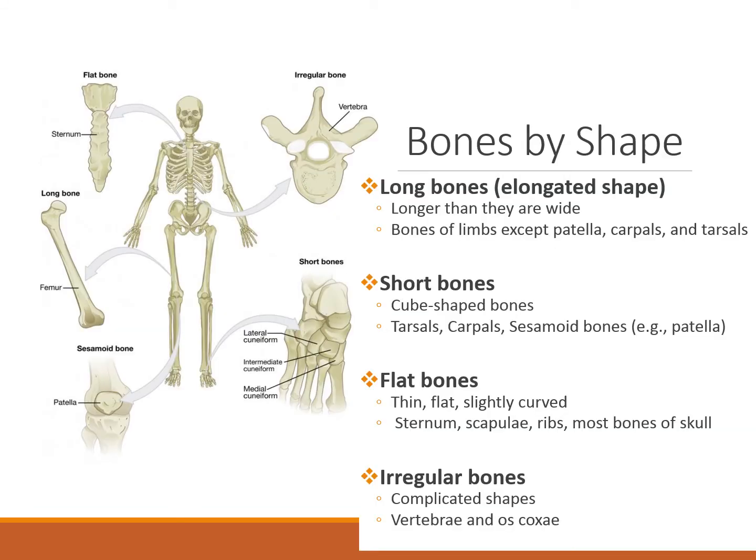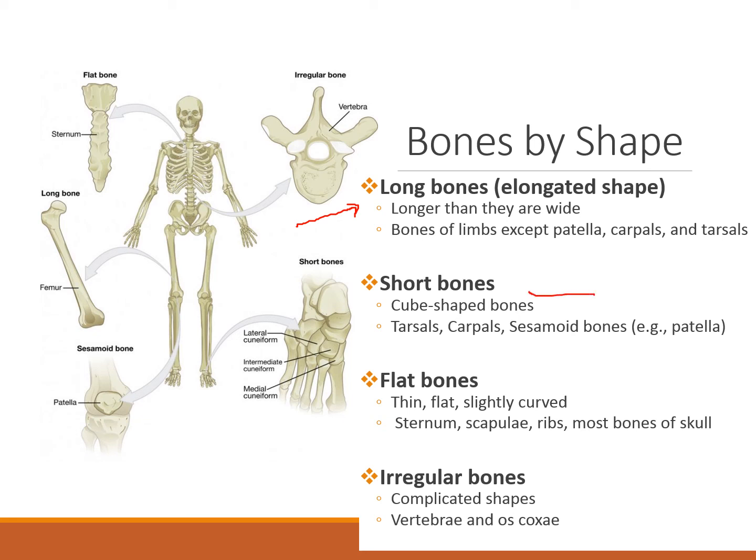Now let's wrap up this video by talking about the bones of the skeleton by shape. It turns out that you can classify all the bones of the skeleton into one of 4 major groups. The first group is the long bones. These bones are longer than they are wide, and they'll include the bones of your limbs, except for your patella, the carpals, remember those are your wrist bones, and the tarsals, those are your ankle bones. So think about bones like the femur, the tibia, the radius, the ulna. All of those would be long bones.